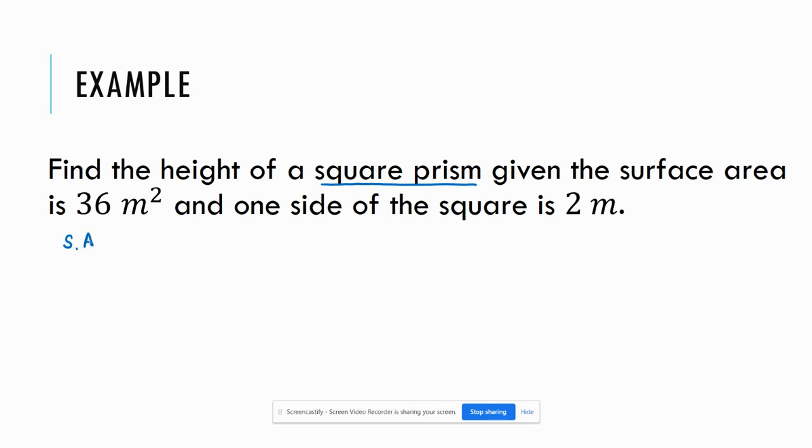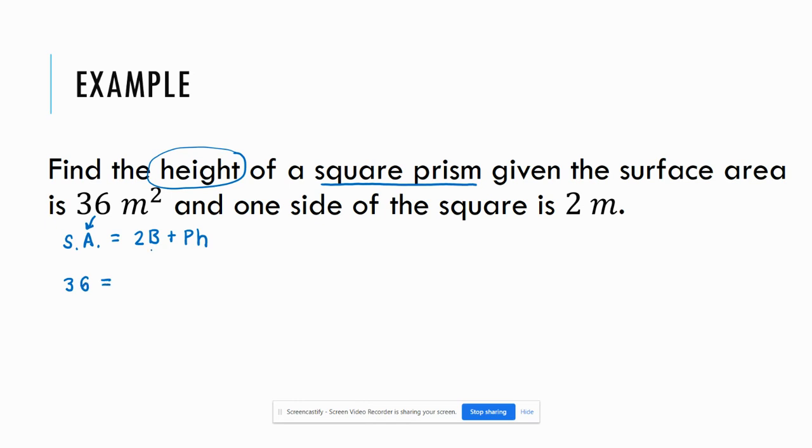And so remember, based on the last slide, our formula for surface area of a prism is 2 times the area of the base plus the perimeter of the base times the height of that prism. Notice that I'm trying to find the height, so I don't know what h is. I am told that the surface area is 36 meters squared. So guess what? 36 is going to be plugged in for where it says surface area.